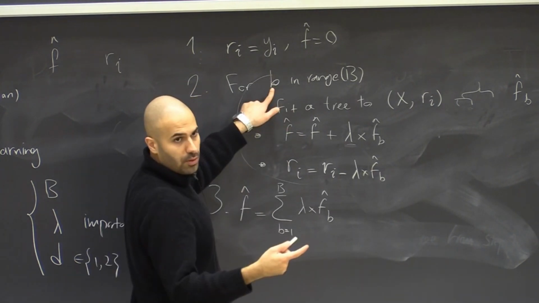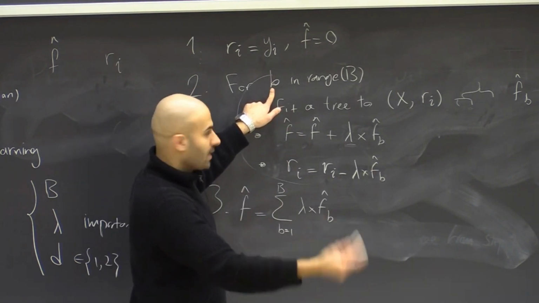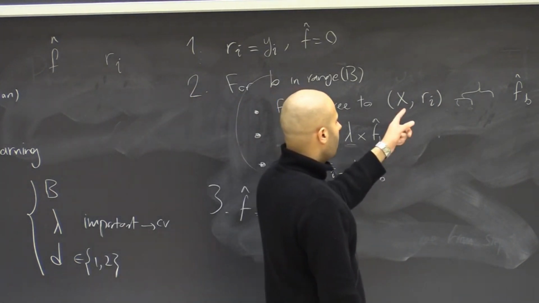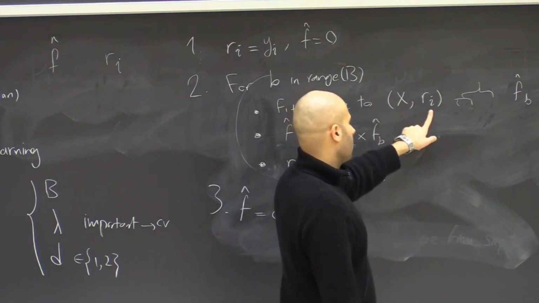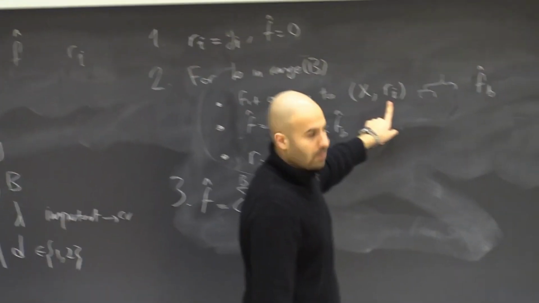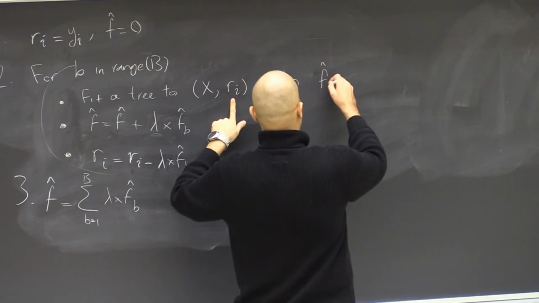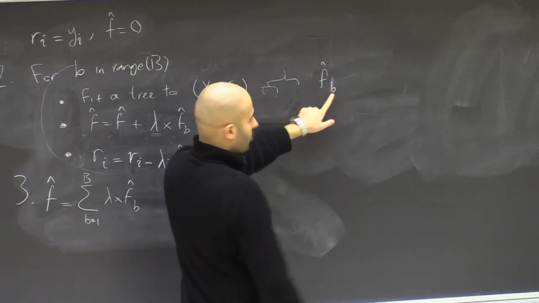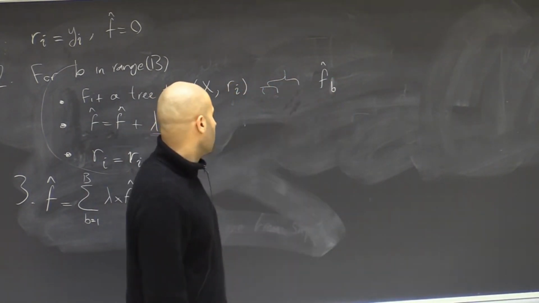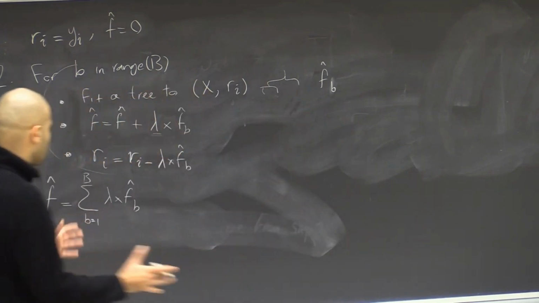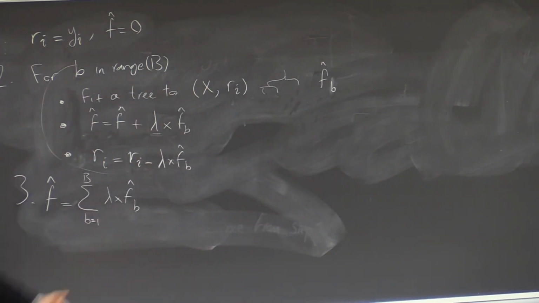B would become 2. It would be the second bootstrap sample. With that second bootstrap sample, we fit a new tree on the new residual. It would be another tree. So here, this is at iteration B. This is always some f hat B, right? So this is a collection of small trees that are shrunken and added together.